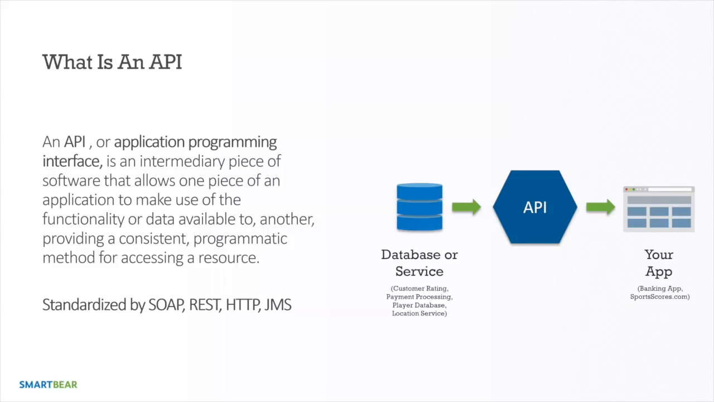All right, so what is an API? An API is application programming interface. It's the intermediary piece of software that allows one piece of an application to make use of data or functionality of another one. So it's kind of the way that 2 machines are talking to each other. It's been standardized lately by SOAP, REST, protocol HTTP, JMS. These are some standard protocols and architectures of the web services, but an API is all about that intermediary piece of software that combines a database and then either a UI or just, again, the interface itself, the API layer.